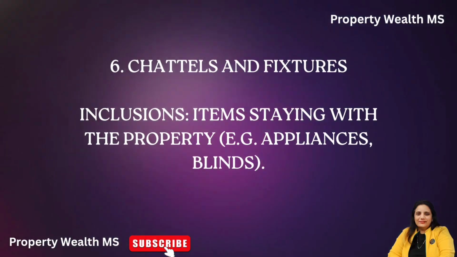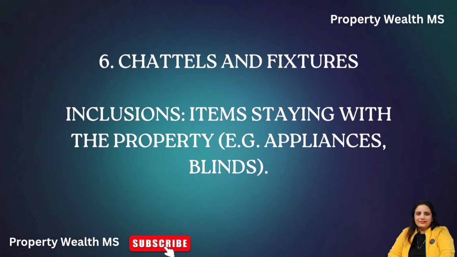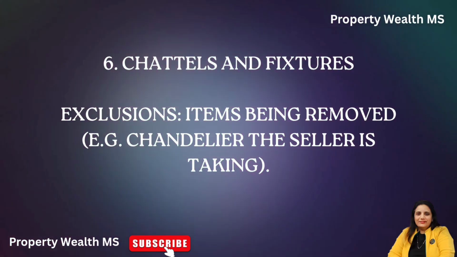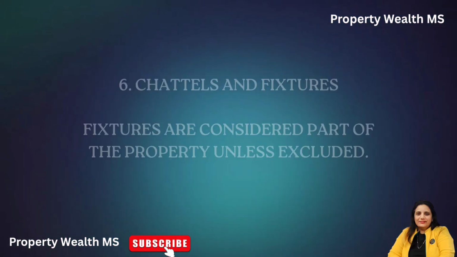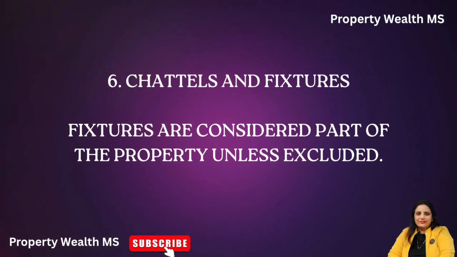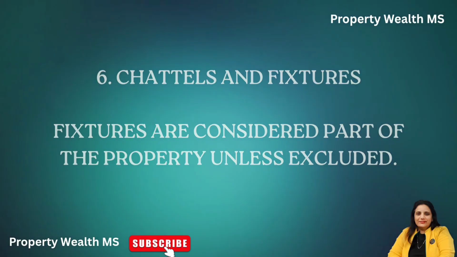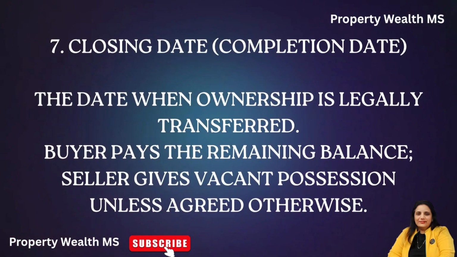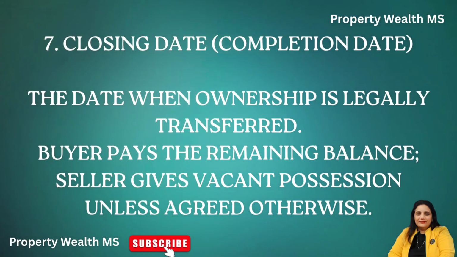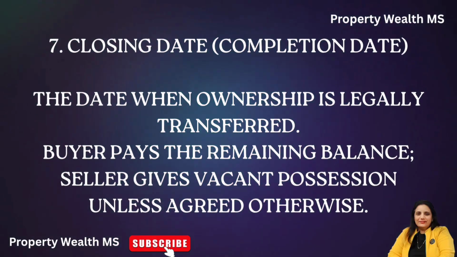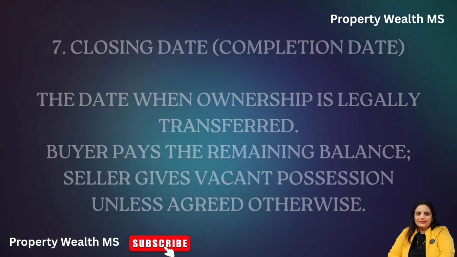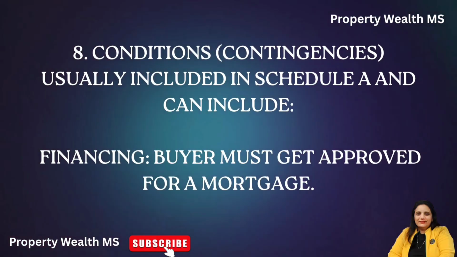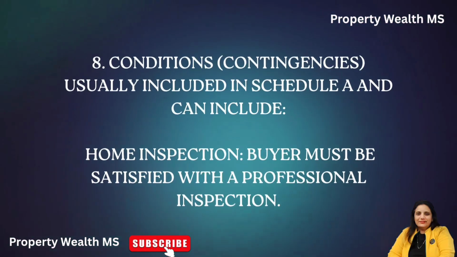Chattels and fixtures are clearly mentioned in the Agreement of Purchase and Sale so that there is no confusion between buyer and seller. It should be properly mentioned in the agreement which items are included and which are excluded. Let's move on. The next point is the closing date, or we call it the completion date. It is the date when the ownership is legally transferred, the buyer pays the remaining balance, and the seller gives vacant possession unless agreed otherwise.